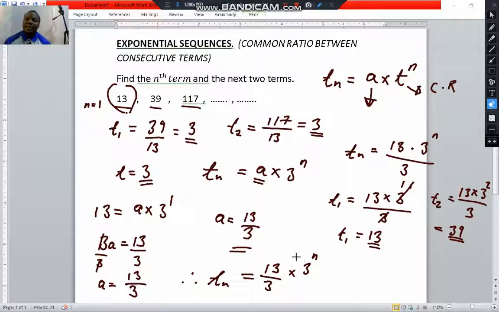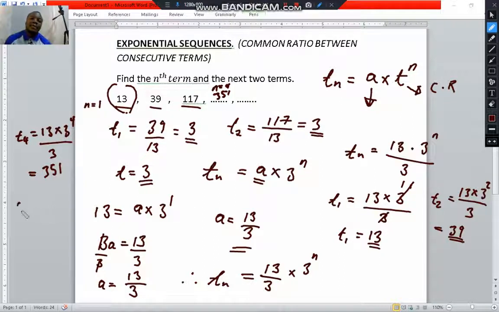So let's just find the next two terms here. Finding the next two terms would mean n is going to be equal to 4. If you do it nicely, our T4 is going to be 13 times 3 to the power of 4 divided by 3, which gives us 351. So what should have been here is 351.